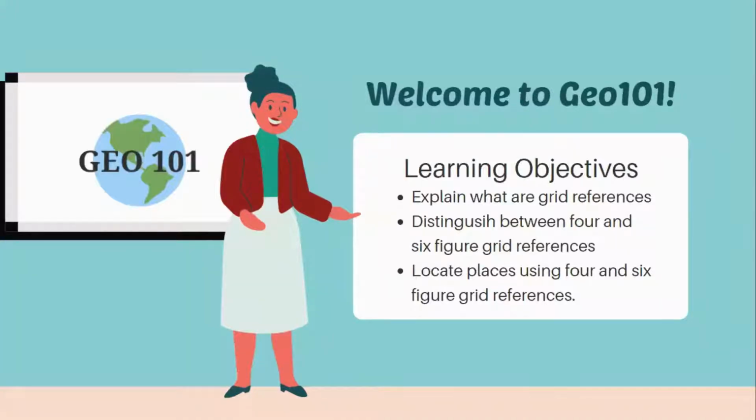So at the end of this video, we will know what grid references are. We will be able to distinguish between 4 and 6 figure grid references, as well as locate places using 4 and 6 figure grid references.